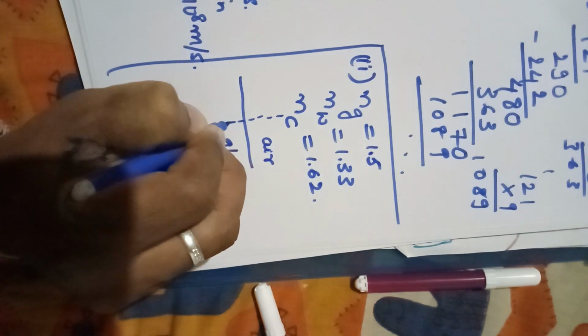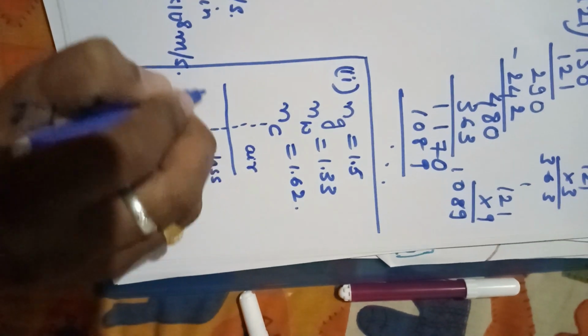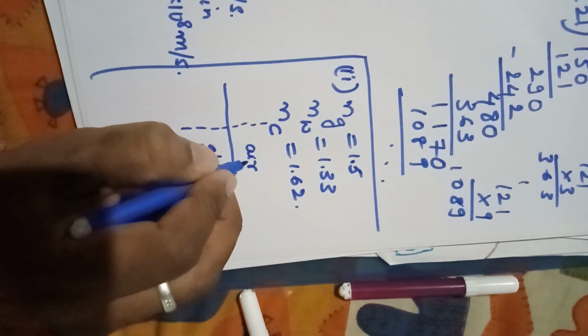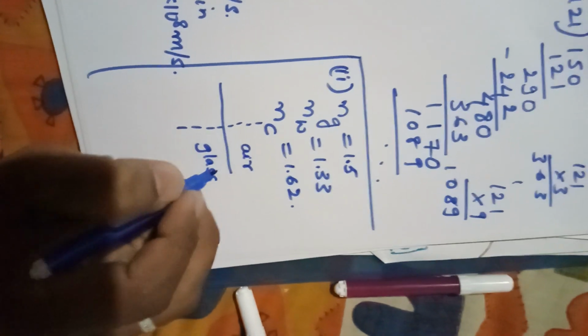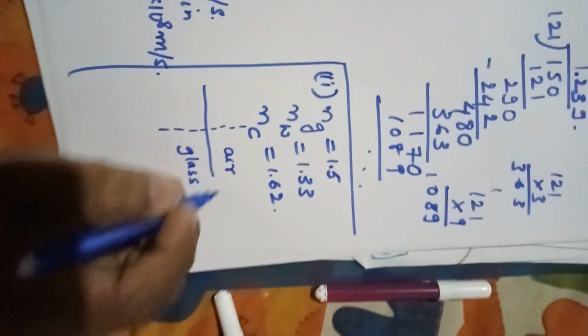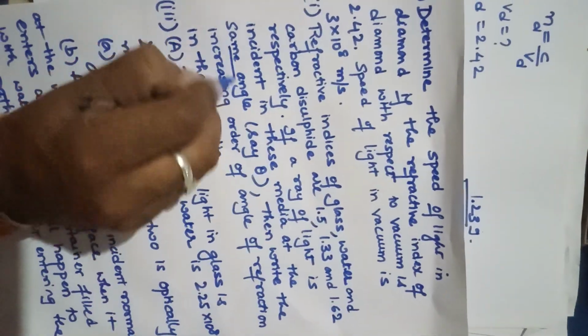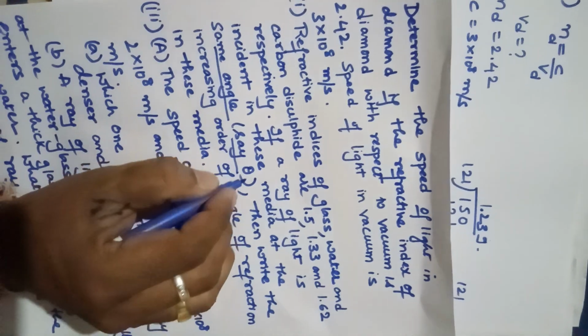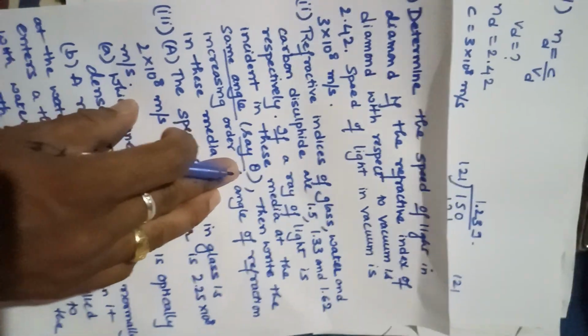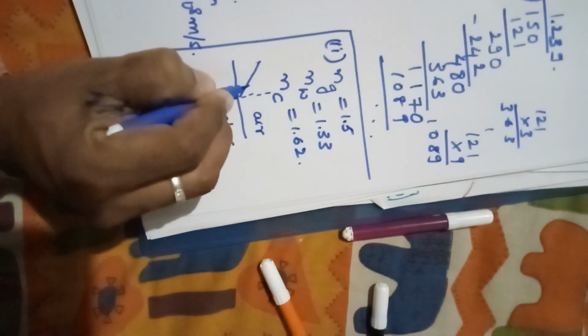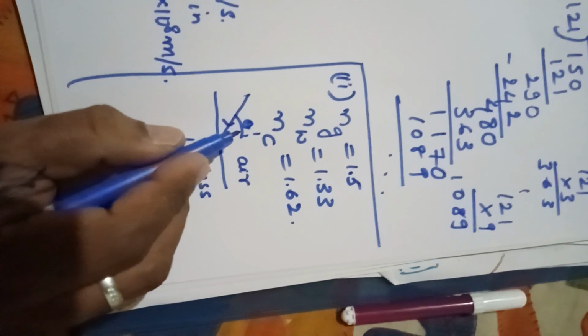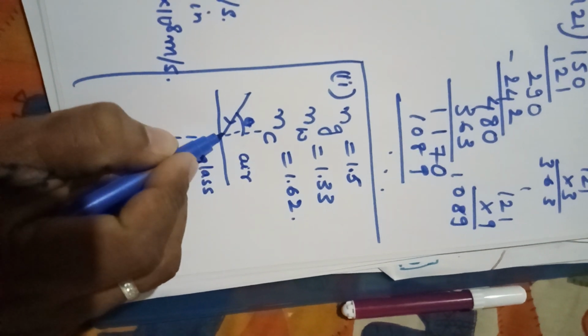Now let's draw the normal. Normal is an imaginary line that is perpendicular to the interface or the boundary of the two media. Here the two media are air and glass. In the question it says the ray of light is incident in these media at the same angle, and he asks us to assume that angle as theta. So the angle of incidence is theta here. So we know the angle of incidence is the angle between the normal and the incident ray.